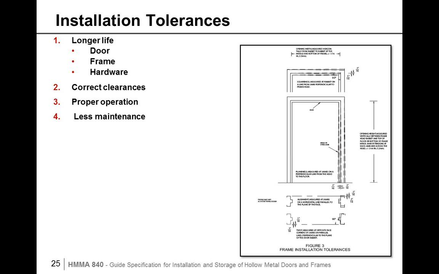Installation tolerances are clearly documented in all industry documents and by manufacturers, and proper installation really is critical for the long-term life of the door operation, the frame, and even the hardware. If the correct clearances are not maintained, there will be interference with the door, there will be excessive shimming, and that'll all lead to quick wearing out of the door and the hardware. So the tolerances are critical, and they are published by HMMA in the standard 840.